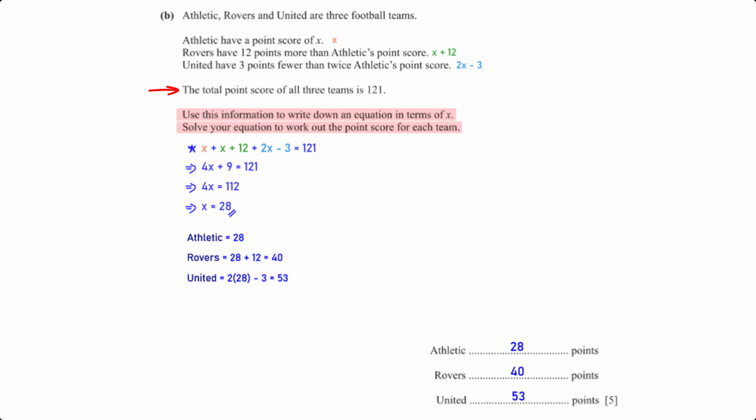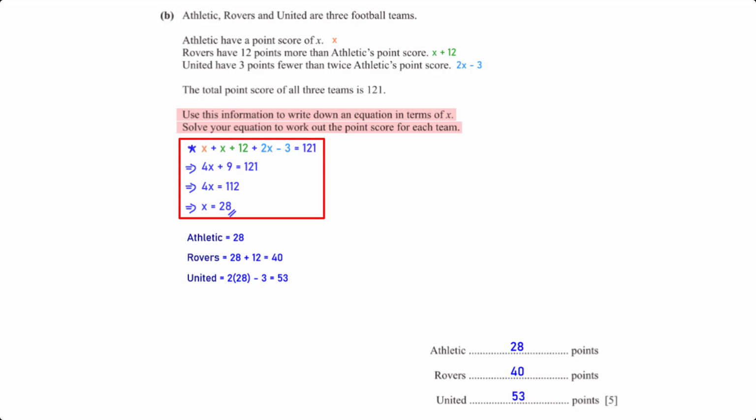If the total point score for all the 3 teams is 121, then we have x plus 12 plus 2x minus 3 equals 121. x plus 2x is 3x... 4x. 12 minus 3 is 9. When we subtract 9 from both sides, we get 4x equals 112. And when we divide both sides by 4, we get x equals 28.